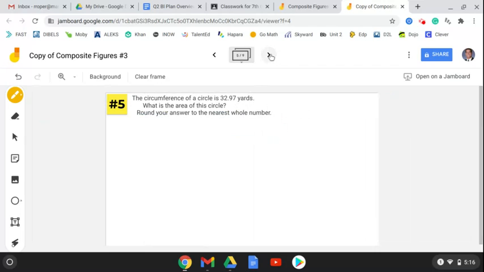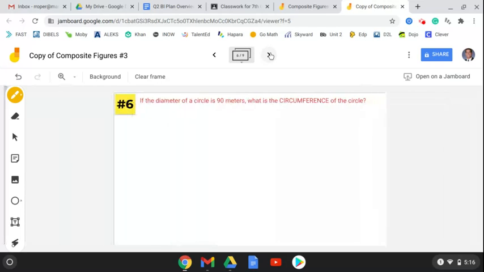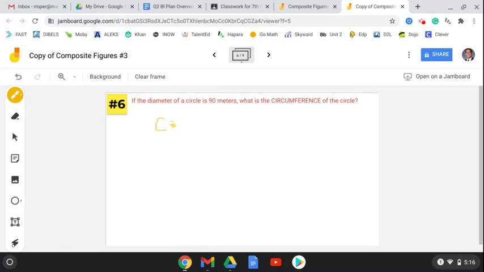Okay, I'll do the same thing in number 5. Go from circumference to area. Number 6, if the diameter is 90, what is the circumference? So circumference equals pi times diameter. I write that down and plug in what I know. I know 3.14 is pi. I know the diameter is 90. Okay, so the circumference is equal to 3.14 times 90. Remember, this is meters.